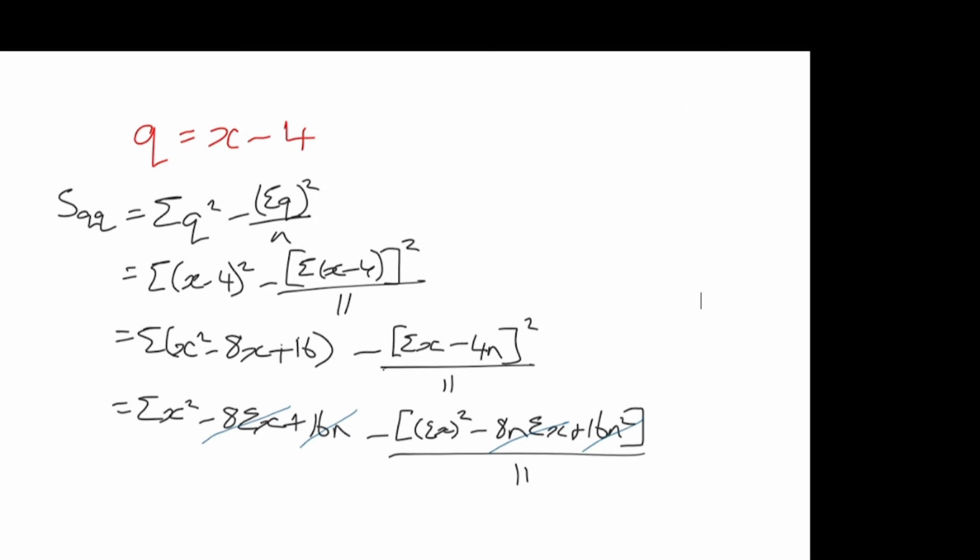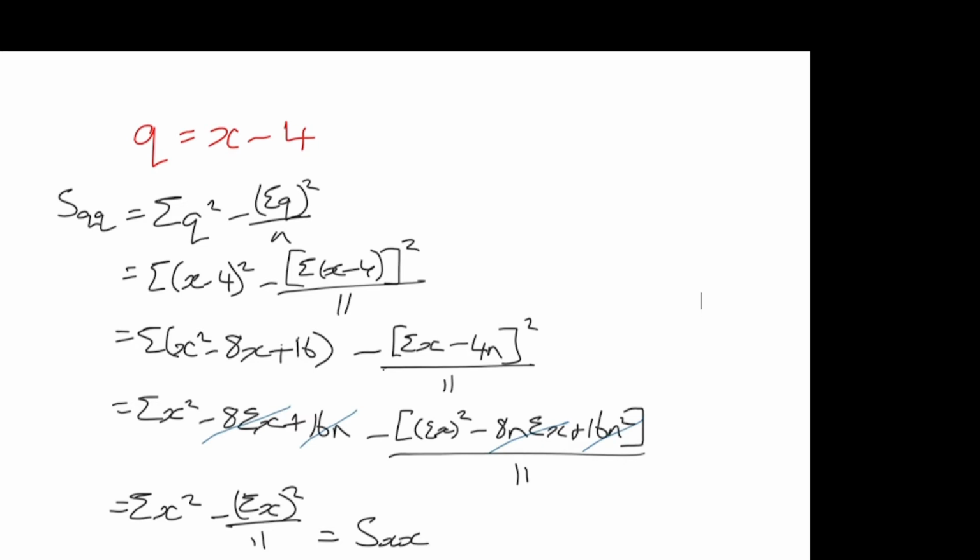So that leaves us with the sum of x squared minus the sum of x squared over 11. Once again, this is familiar. This is S of XX. S of QQ is exactly the same as S of XX.